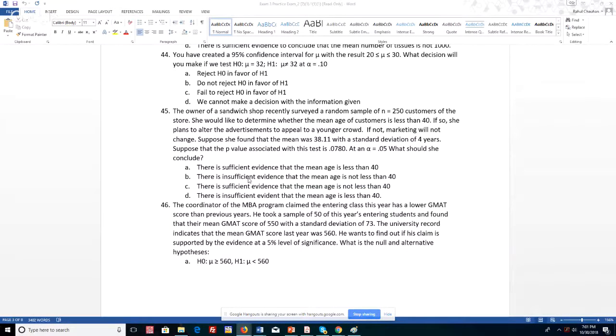We have insufficient evidence. So now we're left with B and D. And then remember, we have insufficient evidence that the null is not true. So the mean age is not less than 40. And the answer is B there.